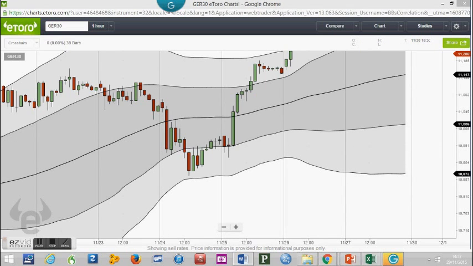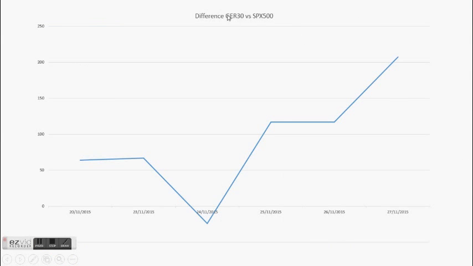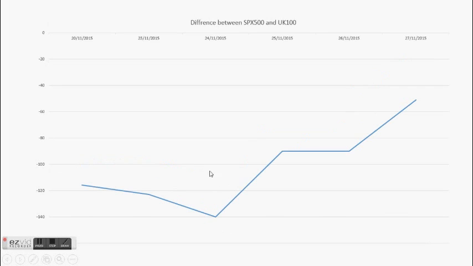So let's see how that affected the difference anyway. We'll go look at that. And yeah, so start with the GER30 and S&P 500, bang, got closer. Bigger fall in the GER30 than we saw in the S&P 500. It came back, but the GER just kept going down. So we got them close on Wednesday. SPX 500, UK 100. Different this time. The S&P 500 moved more than the UK 100.